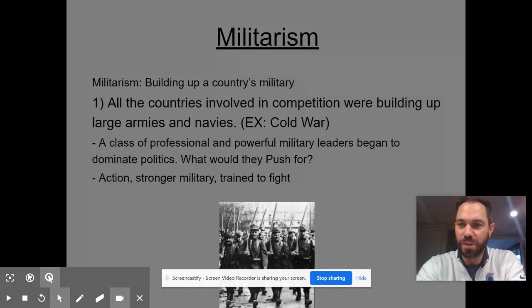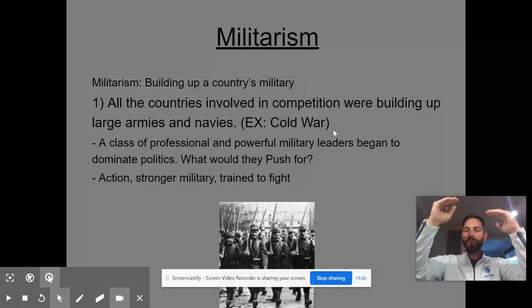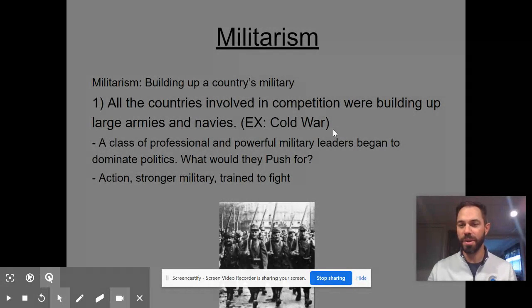But the M is militarism, right? These countries in Europe are building up their militaries to huge numbers. And you can see I put an example of a Cold War, which we'll talk about in the second semester. But if you have a bigger army or more battleships as Germany, then England feels like, well, I got to up my number, right? And we keep elevating the size of armies and navies between these European powers that are at odds with one another.